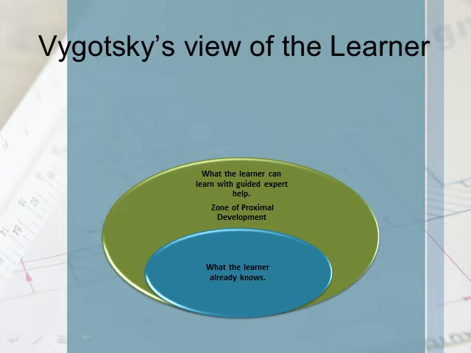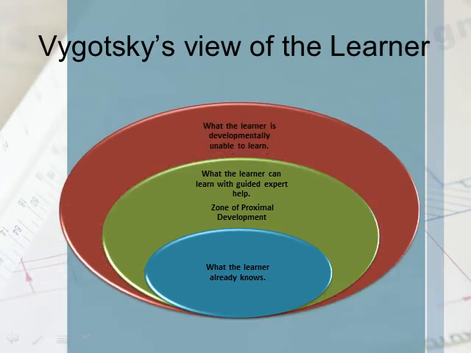This zone is unique to each child and has an upper boundary that the child simply cannot achieve beyond, even with expert help. To maximize learning, the teacher must determine the upper bound of the zone and challenge each student with learning situations where they are pushed up against this upper bound.